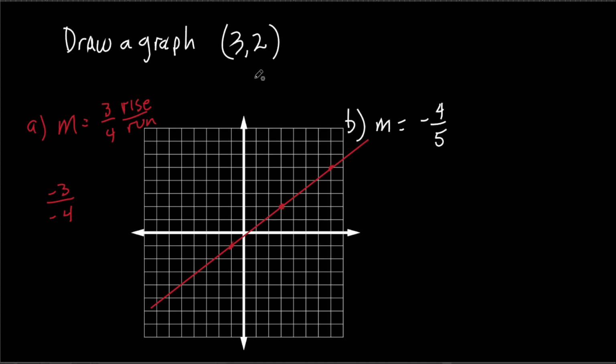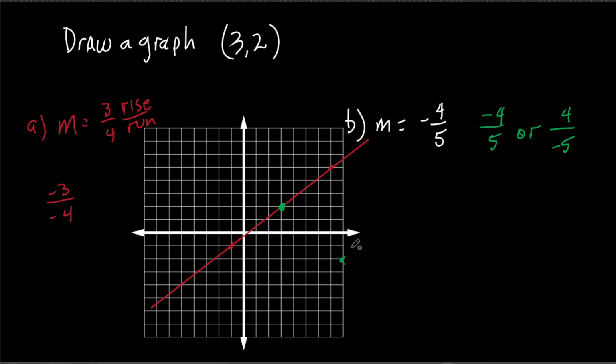Again, it goes through the point (3, 2), which is this point right here. Let's change to green. It goes through here, and the slope is -4/5. Now remember, don't pack up. Hey, don't pack up. You've got -4/5, or you could write it as 4/-5. Either way works. Let's rise -4. We go down 4: 1, 2, 3, 4. And we run +5: 1, 2, 3, 4, 5.